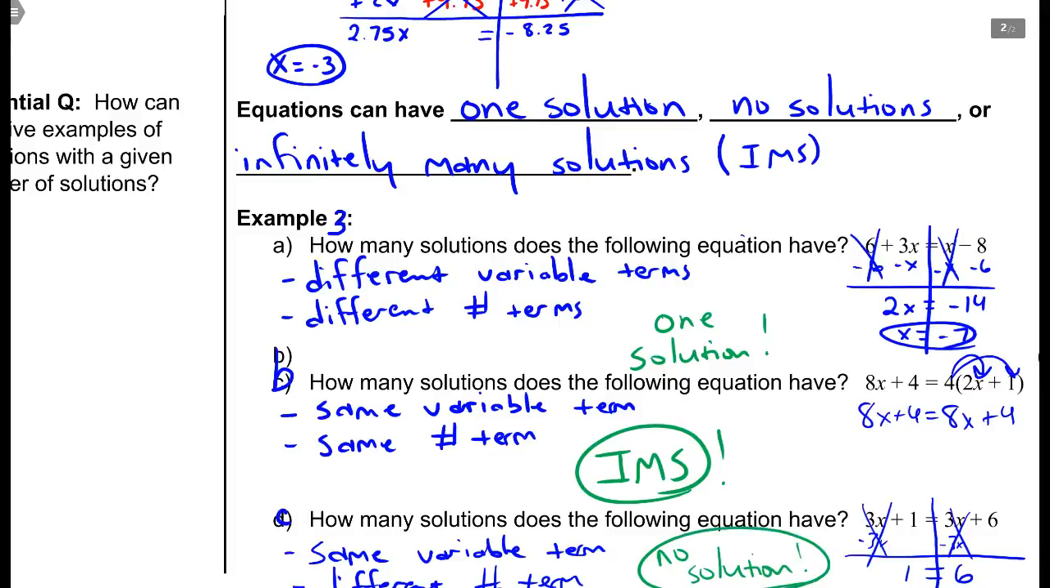All right, so there are different patterns you can look for: different variable terms, different number terms. They could actually have the same number term. Okay, as long as the variable terms are different, one solution. How many solutions does the following equation have for B? We have infinitely many. We're looking for the same variable and the same number term. And if you want an equation that has no solution, we're looking for something that has the same variable term and a different number term.